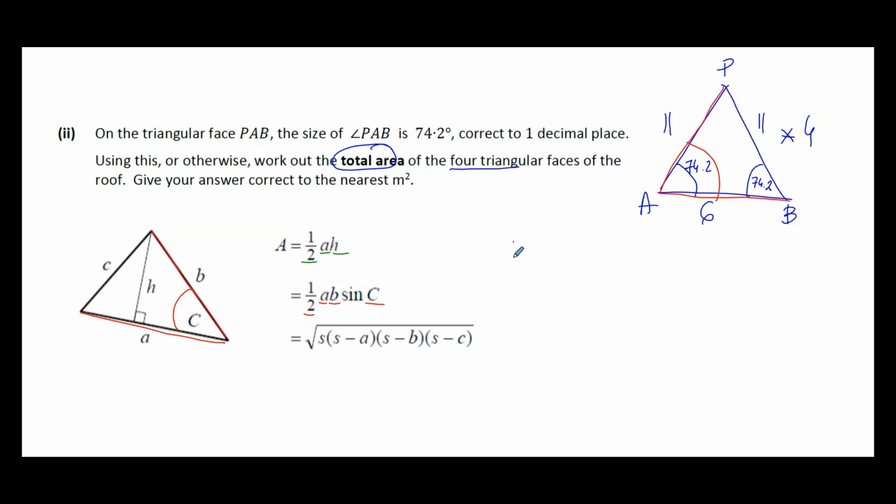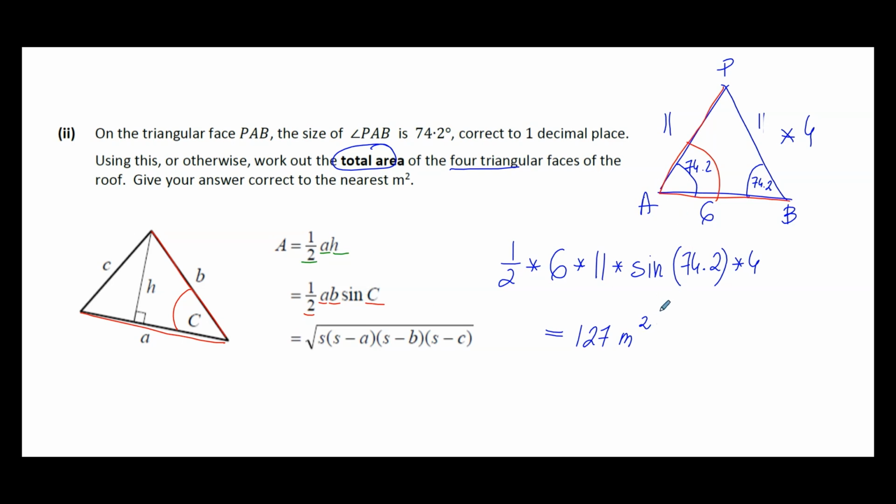So we are saying a half multiplied by a, let's say that be 6, doesn't matter, a or b, because we are multiplying them. Then b, let it be 11 multiplied by sine of my angle, which is 74.2, and then multiplied by 4 because there is 4 of those faces. And then we put all of that in the calculator, we press equal, and to the nearest meter, 127 meters to the power of 2.